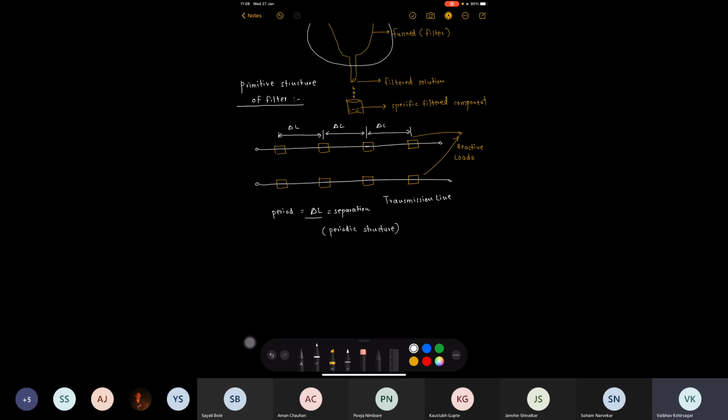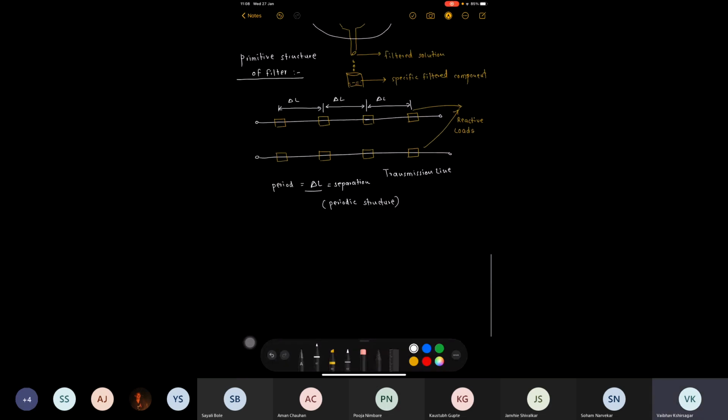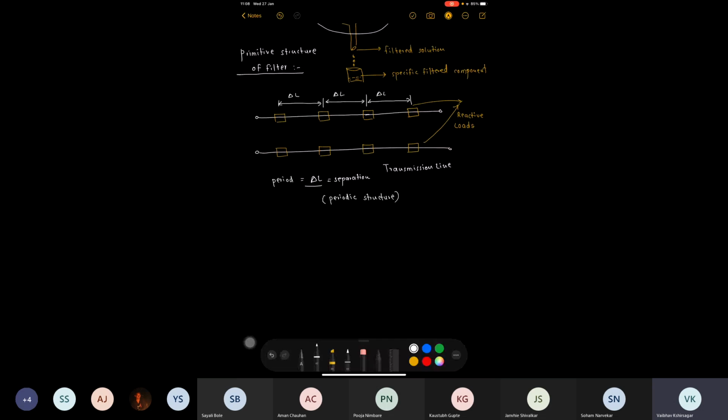In any particular filter, if you see, the filter has to consist of a periodic structure, right? This is what I explained to you: the concept of periodic structure and how it resembles the stop band and the pass band characteristics. The example that we took to illustrate the periodic structure is the transmission line which is periodically loaded with reactive elements.